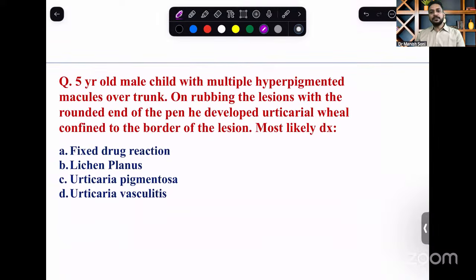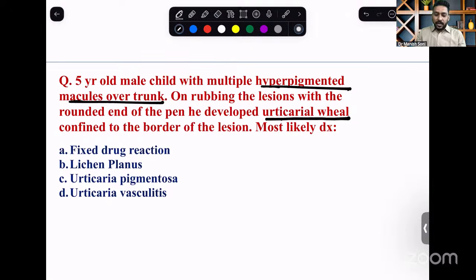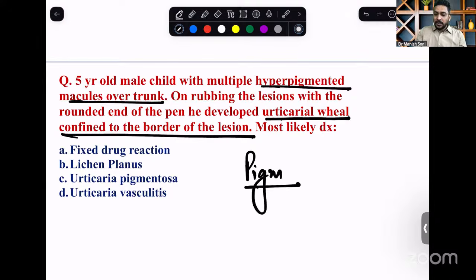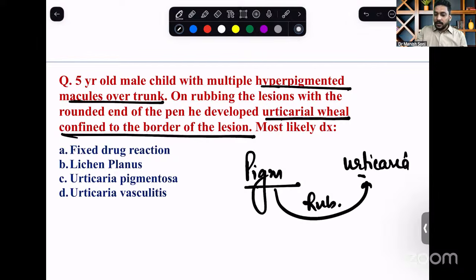A 5-year-old male child with multiple hyperpigmented macules over trunk. So the patient is having dark colored lesions over trunk. On rubbing these lesions with the rounded end of a pen, so on scraping these lesions, the patient develops an urticarial wheal confined to the border of the lesion. What is the diagnosis? So we have already discussed this. I told you that pigmented lesions, when rubbed, produce red wheals like urticaria. What do we call it? Urticaria pigmentosa.